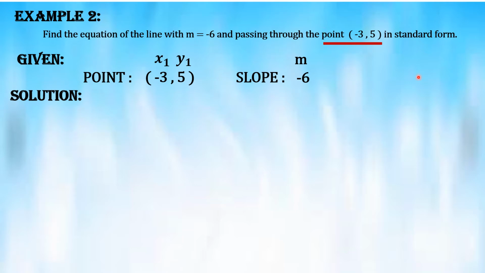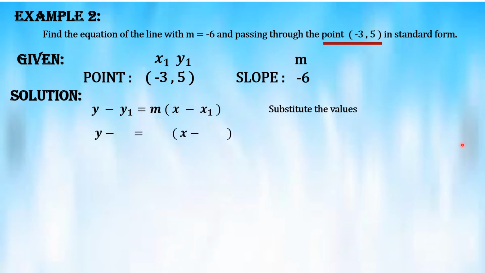So for our solution, we have our formula, y minus y sub 1 equals m times x minus x sub 1. Substitute our values. Our y sub 1 becomes positive 5, so you write 5. Then our m or slope is negative 6. Then copy the x minus. And then the x sub 1 is negative 3. It is negative, so we enclose it as well.